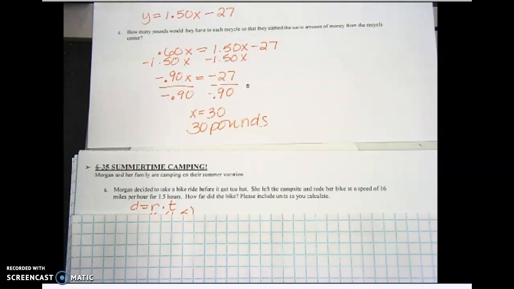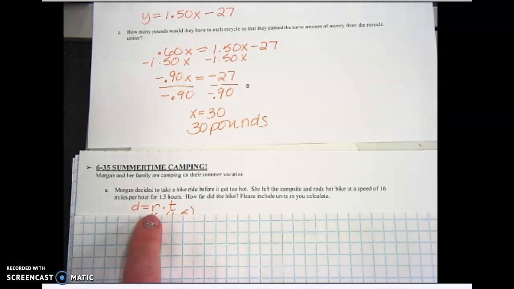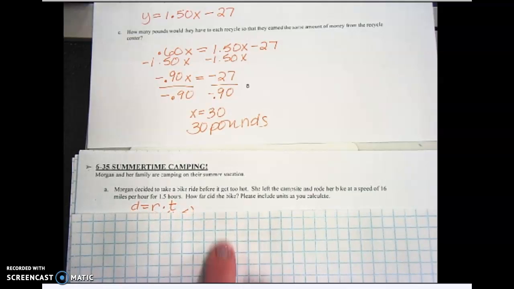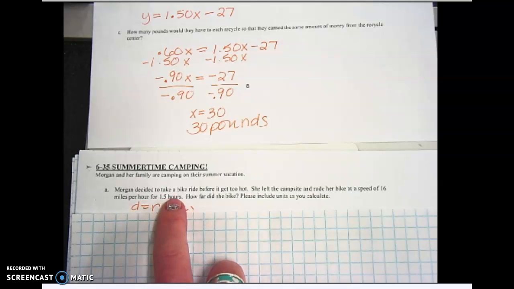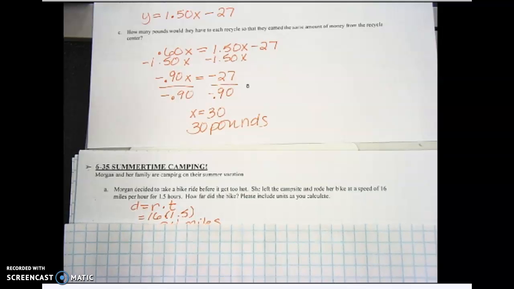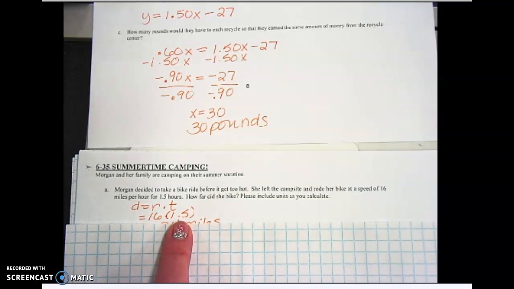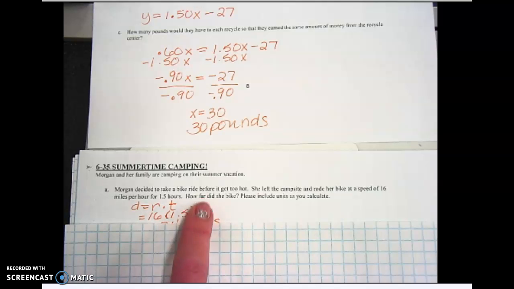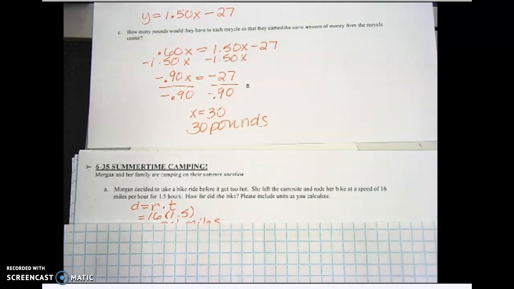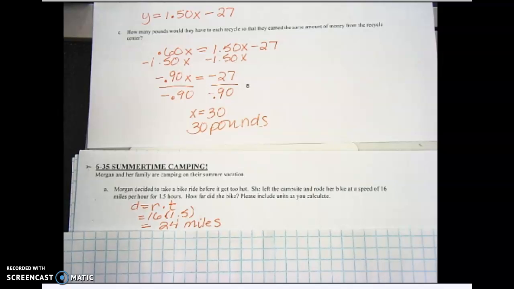So the first number they gave us was 16 miles per hour. Is that distance, rate, or time? That should be the rate. So directly underneath the R, you're going to plug in your 16. Then you've got for 1.5 hours. Is that distance or time? Time. So you plug that in directly underneath the T. I'm going to use parentheses to indicate that I'm multiplying. So 16 times 1.5 means that Morgan rode her bike for 24 miles. Okay?